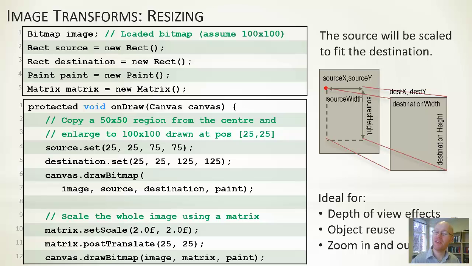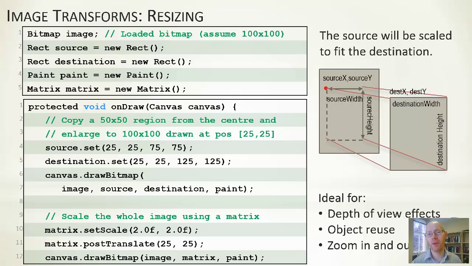So line 2, copy a 50 by 50 region from the center of our source and enlarge it to be drawn as a 100 by 100 region at position 25,25 in the destination. So you can see in line 4 and line 5, this is where we set up our source and our destination rectangles. And effectively, that's where we do all the hard work in this implementation. So setting the source to be 25,25, that'll be our top left-hand side, to 75,75, that gives us a 50 by 50 region inside that bitmap. And likewise for the destination, we're starting off at 25,25, 100 across, 100 down. So we have a 100 by 100 region within the destination.